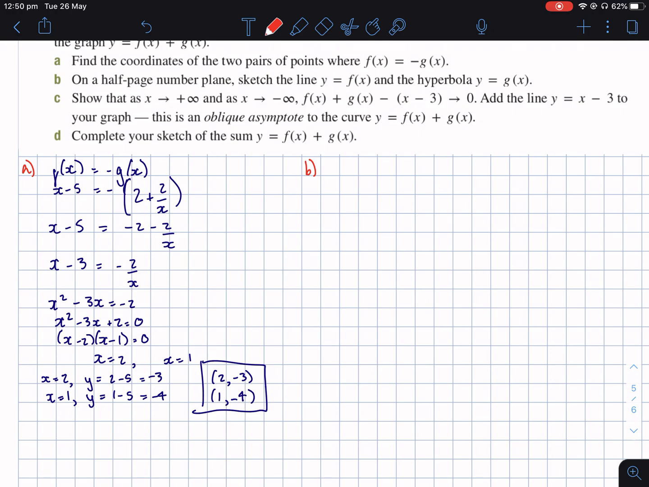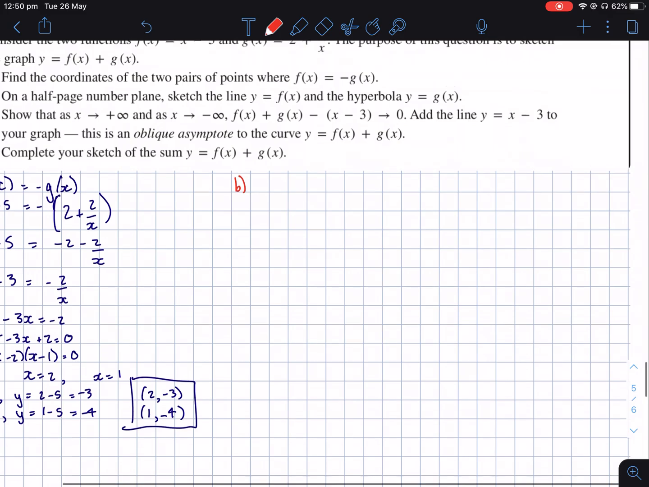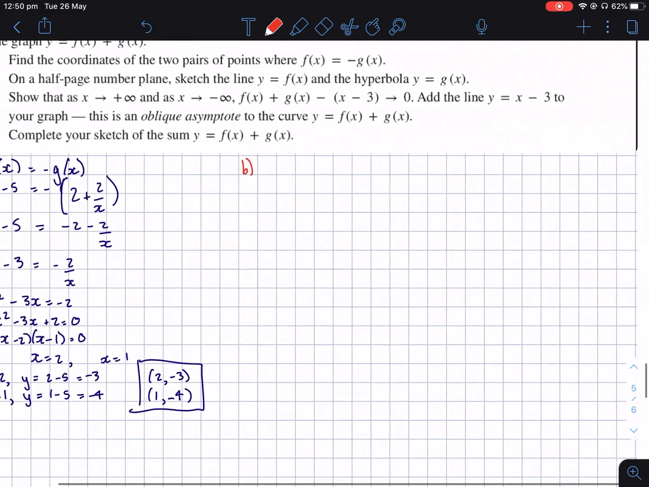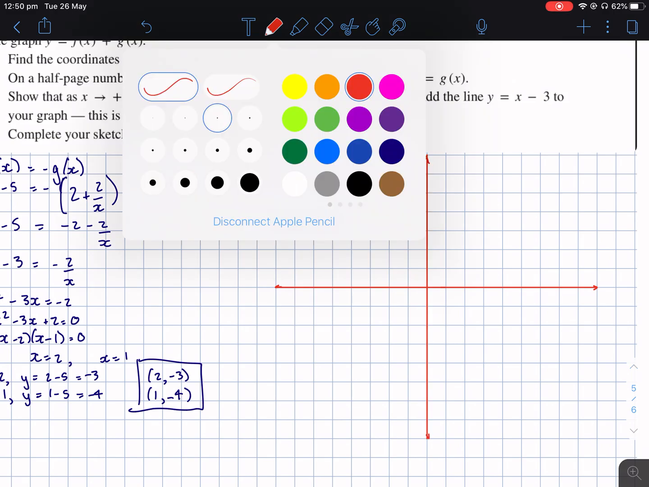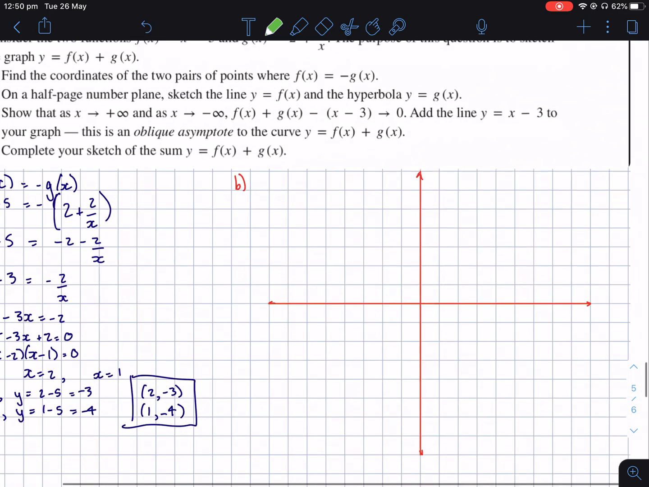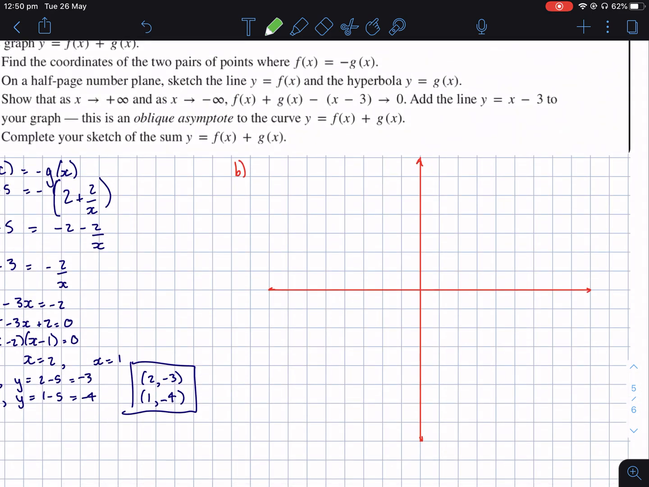On a half-page number plane, sketch the line y equals f of x and the hyperbola y equals g of x. So f of x is x take 5, so it's gradient 1, y intercept negative 5.